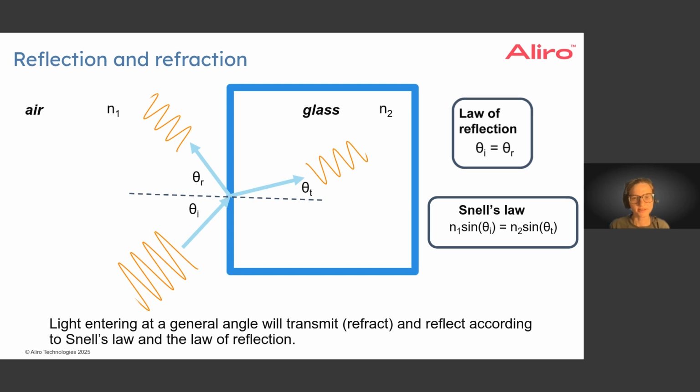So what the law of reflection tells us is that theta I, this angle of incidence, will equal the angle of reflection. And what Snell's law tells us is that the index of refraction n1 of the material that you're coming from times sine of theta I will equal n2, the index of refraction of the material you're traveling into, times sine of theta T, this angle that you're transmitting at. So if you know n1, n2, and theta I, then you can solve for theta T and find what this transmitted angle is going to be.